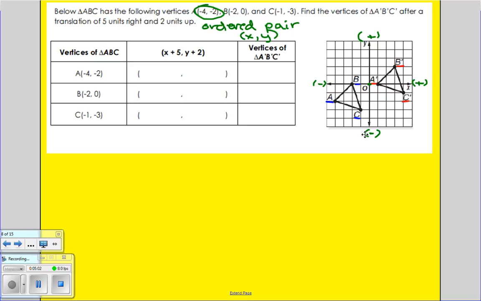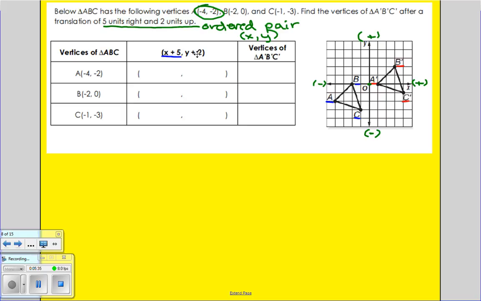And negative going down. So if we want to translate this triangle 5 units right and 2 units up, 5 units right, going to the right is positive or addition. So we're going to add 5 to all of our x coordinates. And then 2 units up is positive on the y-axis, so we're going to add 2 to all of our y coordinates. And that's why this says right here x plus 5 and y plus 2. So we're going plus 5 on the x-axis and plus 2 on the y-axis when we go 5 units right and 2 units up.